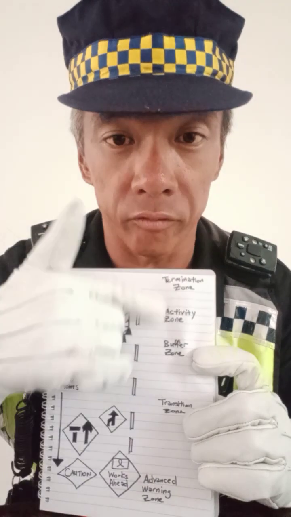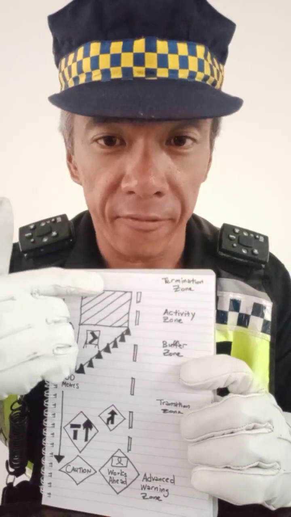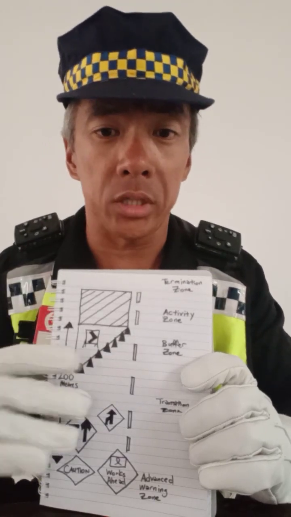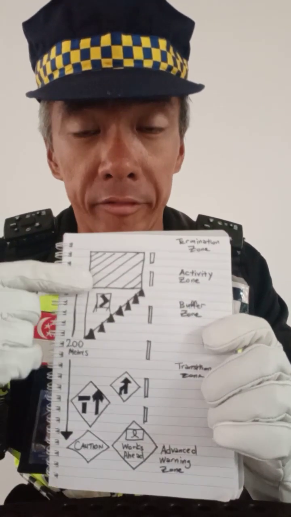Okay, and then traffic flow resumes back to normal on both left lane and right lane. Okay, so this is how it is. A very typical traffic control plan layout. Now, the situation that we face on the ground is this.